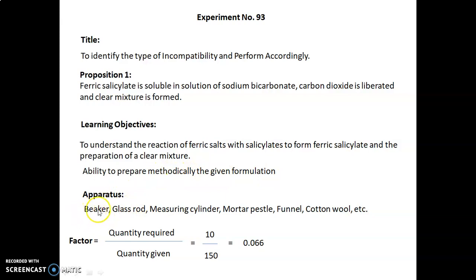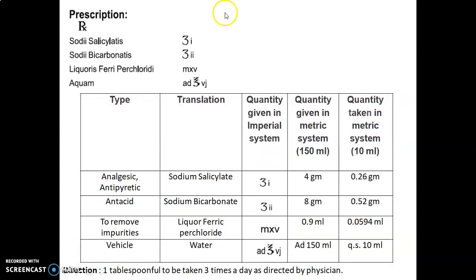Apparatus required are beaker, glass rod, measuring cylinder, mortar and pestle, funnel, cotton wool, etc. Factor calculated as quantity required upon quantity given is equal to 10 upon 150, that is equal to 0.066. Let's discuss the prescription, which is denoted by the symbol Rx. We have the prescription given in Latin terminology. Let's discuss in detail the formula table.